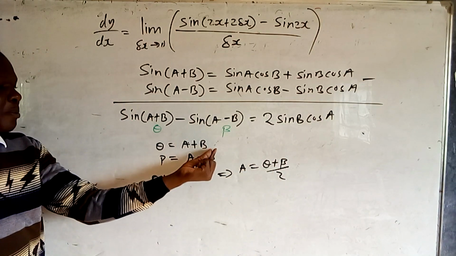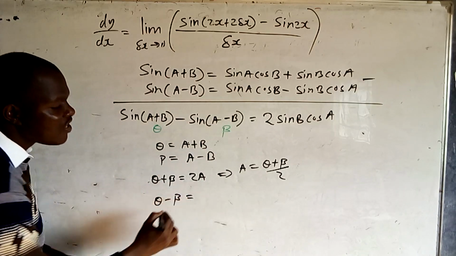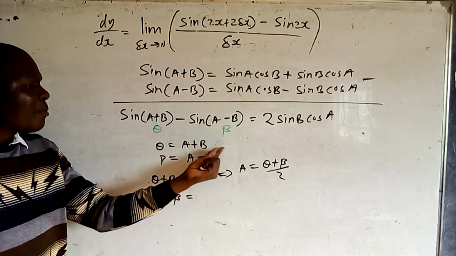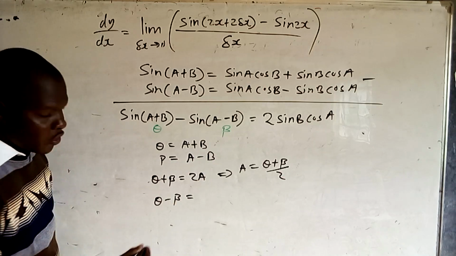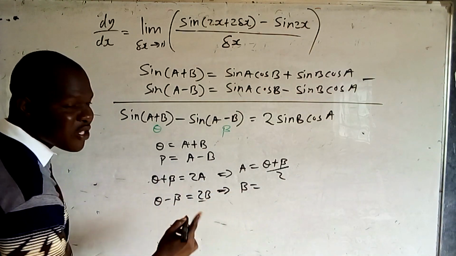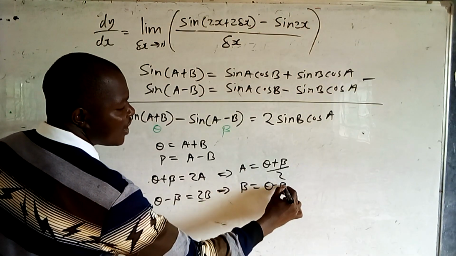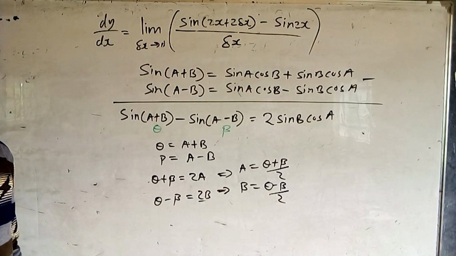Then you go again. When you subtract the two equations, it is theta minus beta, isn't it? Theta minus beta is equal to b plus b, which is 2b, isn't it? So theta minus beta is equal to 2b. So that implies that b is what? You divide both sides by 2, isn't it? So you get b is theta minus beta over 2.